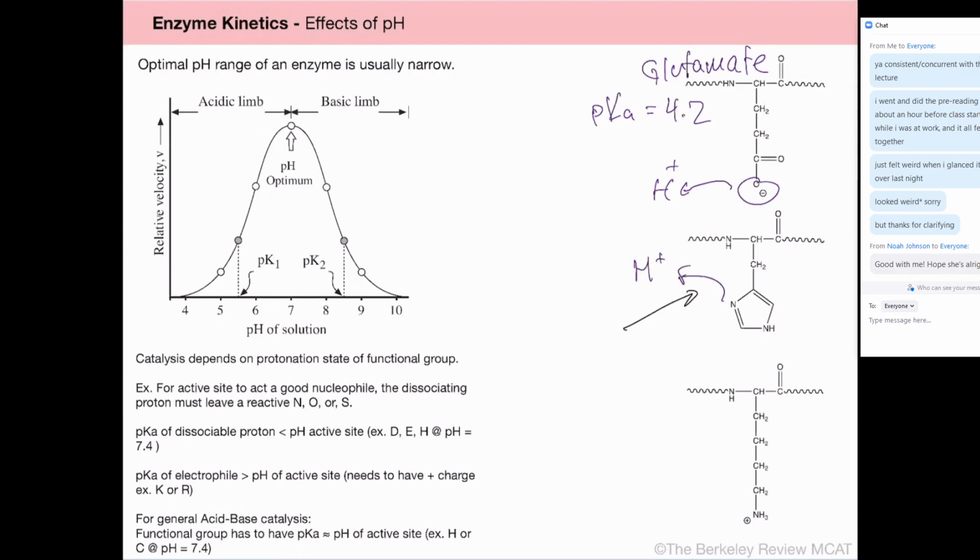The opposite would be the basic amino acids, like lysine, this is lysine down here. Its pKa is around 10.0, so at physiological pH it'll actually be protonated. Therefore it can act as an electrophile and form a bond by grabbing an electron pair. Remember, an electrophile is something that accepts electrons to form a bond, and a nucleophile is something that will donate electrons to form a bond.